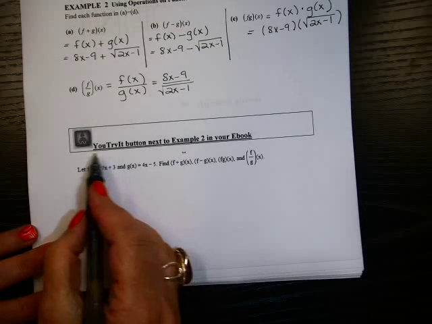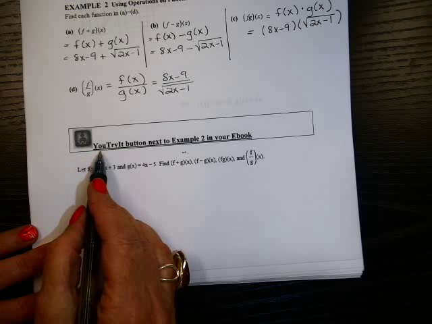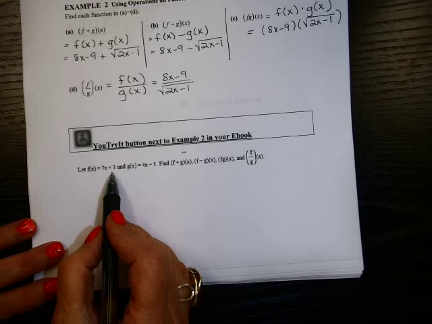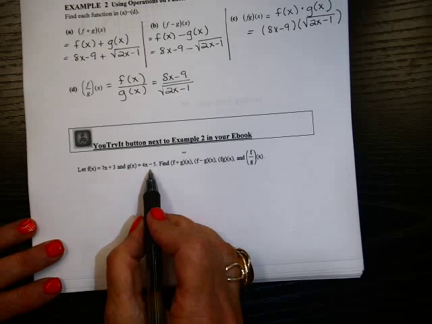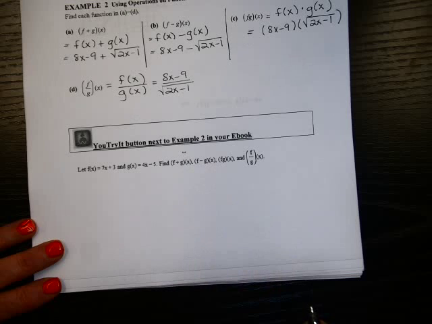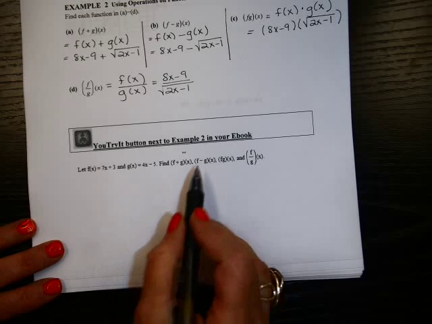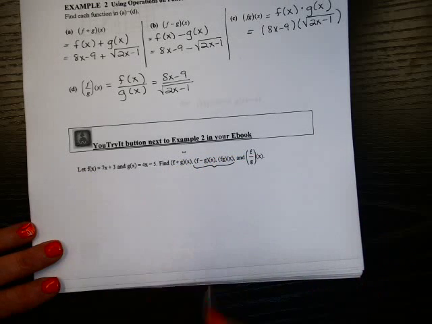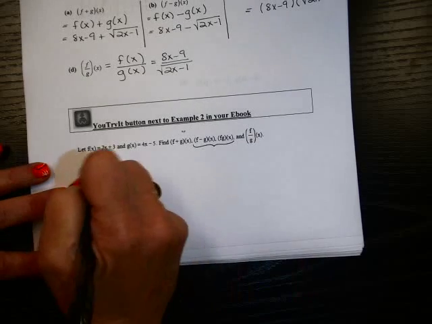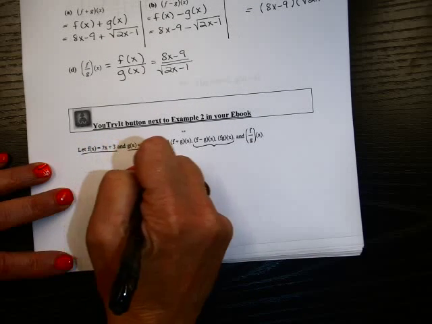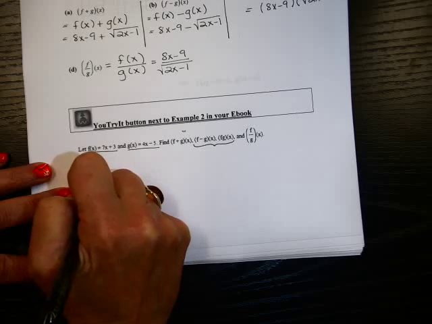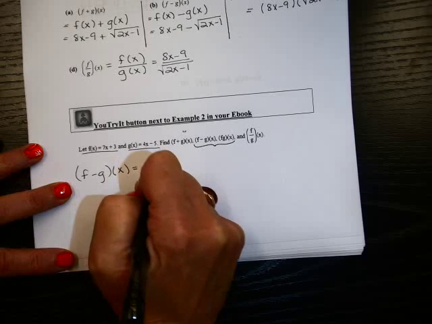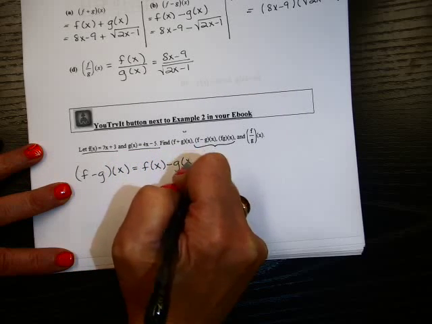If you would like to practice an example of this, you can with your You Try It button. They give you f of x is 7x plus 3, g of x is 4x minus 5, and ask you to find each operation. I would like to do 2 of these with you. I want to work these 2 on this particular example. So here is f of x, here is g of x, and I want to do f minus g of x, which means f of x minus g of x.